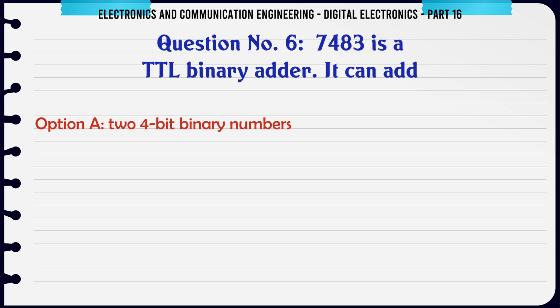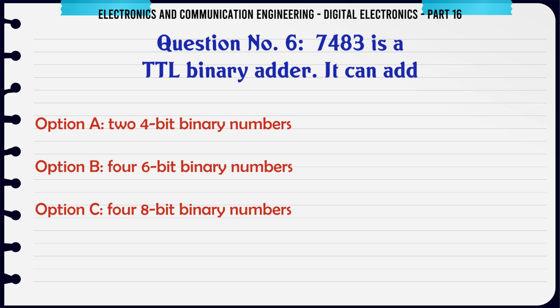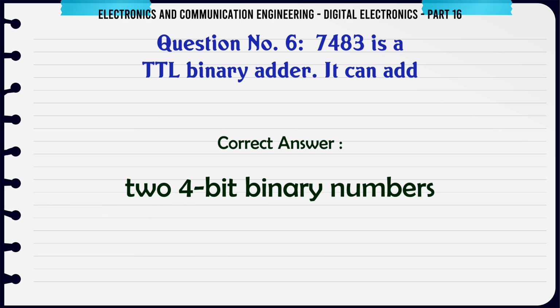7483 is a TTL binary adder. It can add: A. two 4-bit binary numbers, B. four 6-bit binary numbers, C. four 8-bit binary numbers, D. any number of 4-bit numbers. The correct answer is two 4-bit binary numbers.